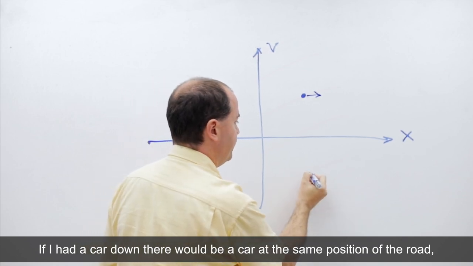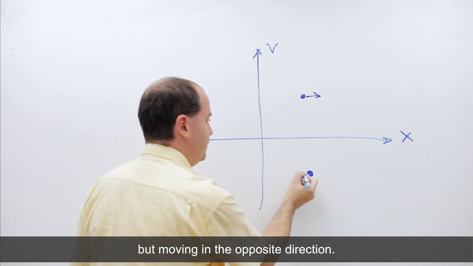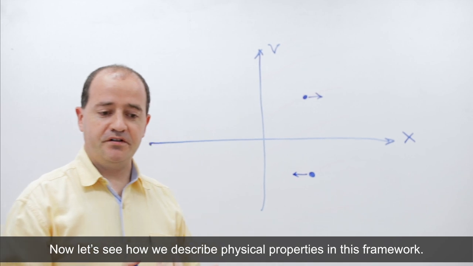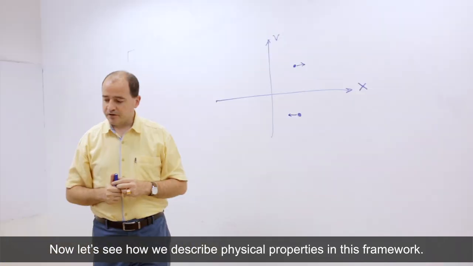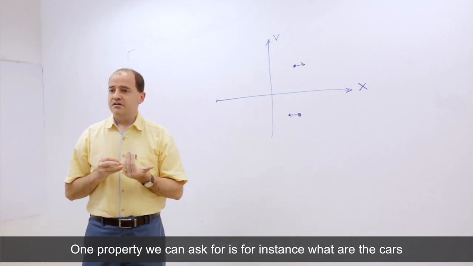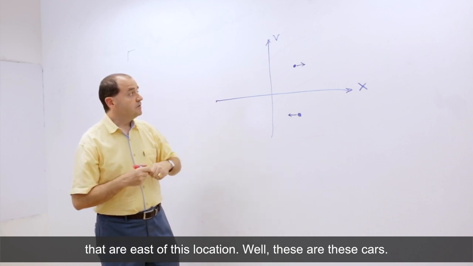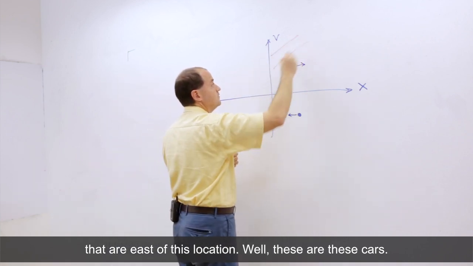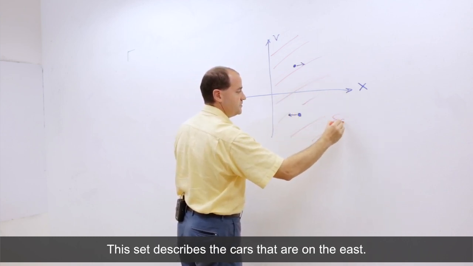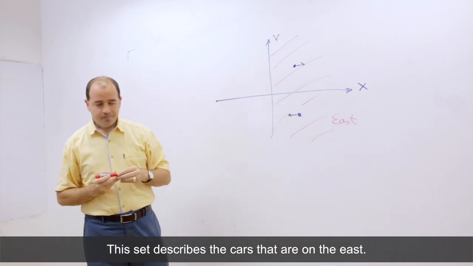If I had a car down there, it would be a car at the same position on the road, but moving in the opposite direction. Now let's see how we describe physical properties in this framework. One property we can ask for is, for instance, what are the cars that are east of this location? And, well, these are these cars. This set describes the cars that are on the east.